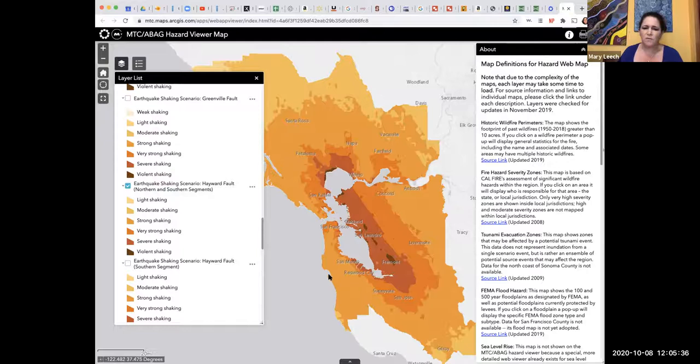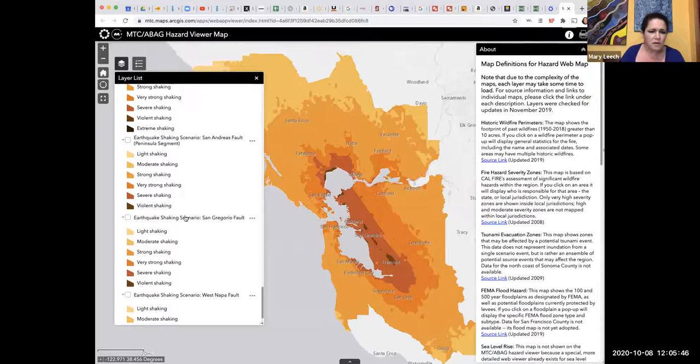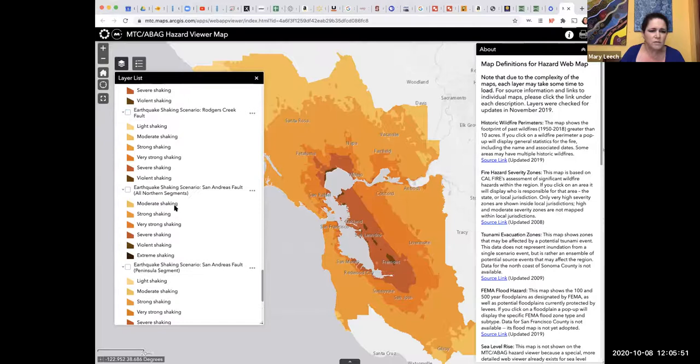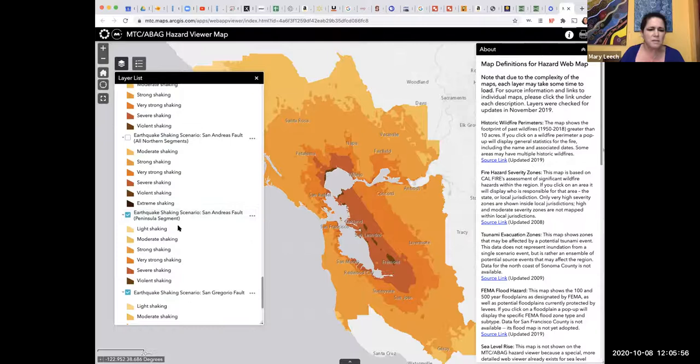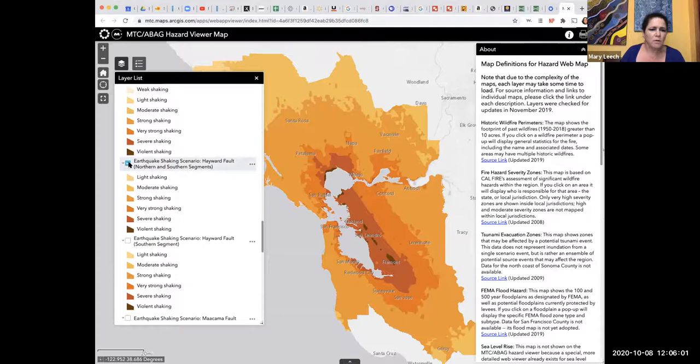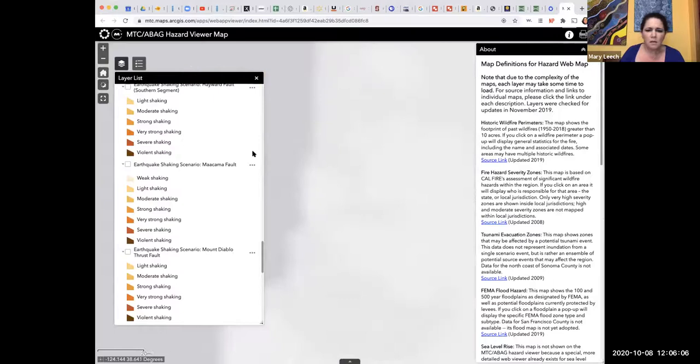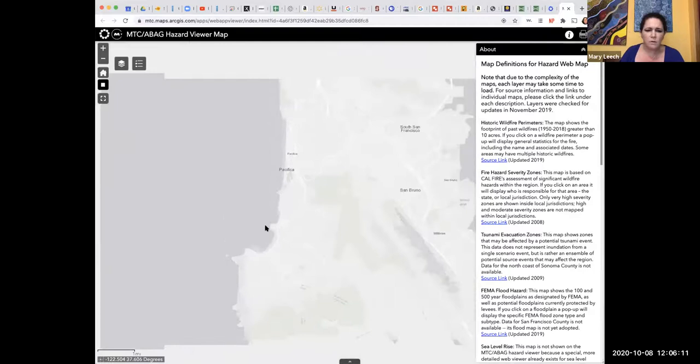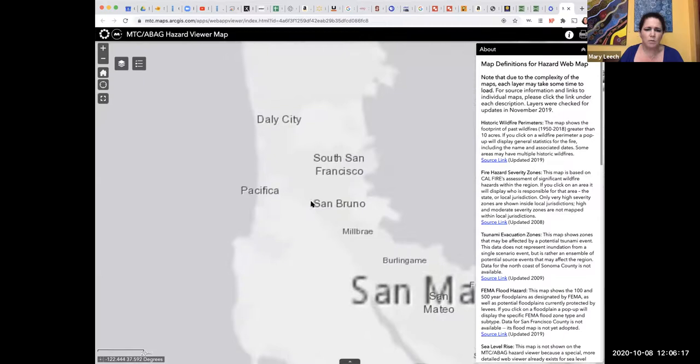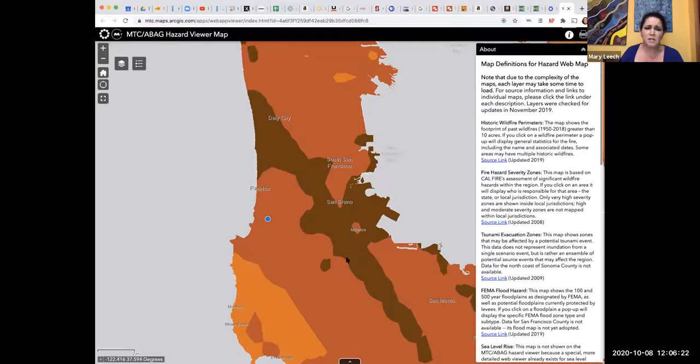So if you live in a particular place, like for me, I could go down and hit San Gregorio, because I'm between the San Gregorio and the San Andreas. Can I do two at once? Yes. So peninsula segment. Let me turn off the Hayward. Okay, Hayward off, and then we're on Peninsula and San Gregorio. And if I zoom in to where I live, here's my hazard map. There we go. I live pretty close to, but between, the San Andreas Fault and the San Gregorio Fault that's out here. So this is what the shaking would look like.